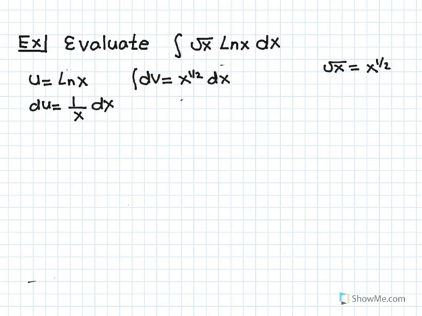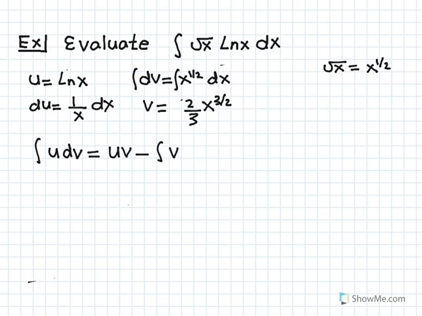And integrate dv to get v. So v is equal to, reversing the power rule, x to the 3/2, divided by 3/2, that's 2/3. All right, so now we have u, we have du, we have dv, and we integrated that to get v. So let's apply the formula: the integral of u dv is equal to uv minus the integral of v du.